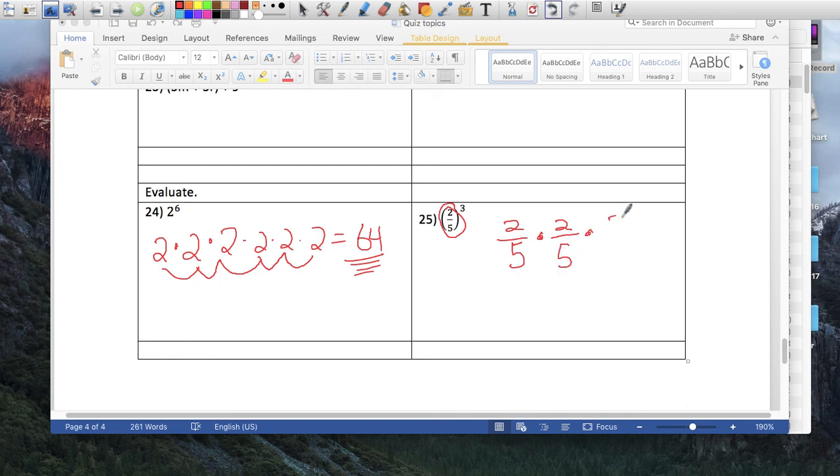I'm going to multiply by itself one more time. It's 2/5 times 2/5 times 2/5. In multiplication of fractions, you multiply all the numerators with the numerators and all the denominators with the denominators. So 2 times 2 is 4, 4 times 2 is 8. So on the top we get 8. 5 times 5 is 25 at the bottom, and times another 5, you get 125. And we can leave our answer as it is.